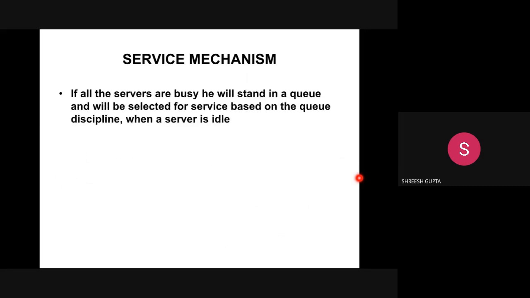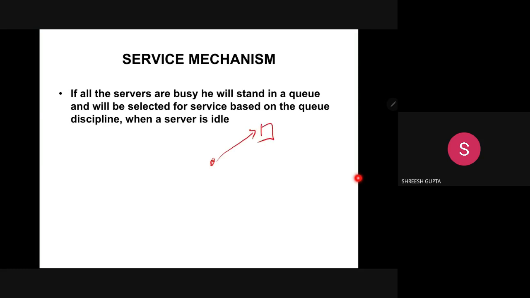Now, if all the servers are busy, he will stand in the queue and will be selected for service based on the queue discipline when a server is idle. If there are multiple servers and any server is idle at a particular point, the first customer will go to that server, right? The first customer will go to that server.